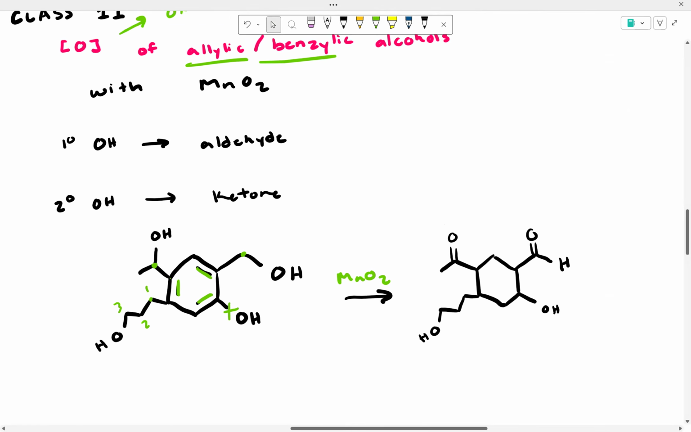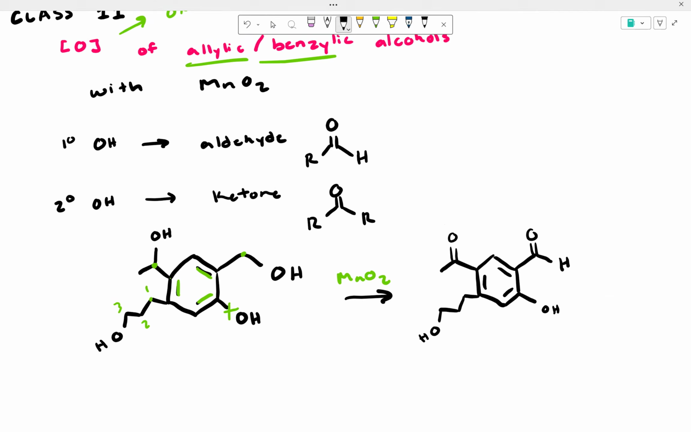And we should remember this is an aldehyde. An aldehyde has at least 1 hydrogen bonded to it, and a ketone has 2 alkyl groups bonded to it. And don't forget the pi bonds.